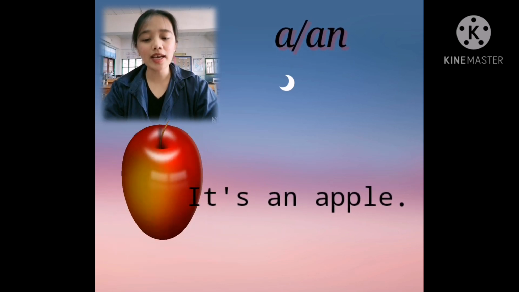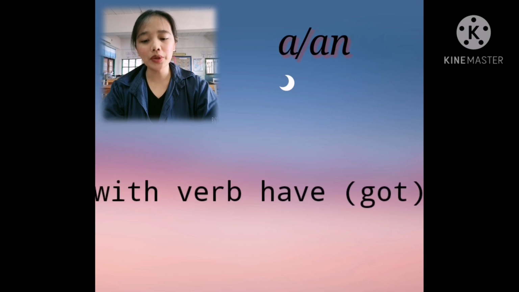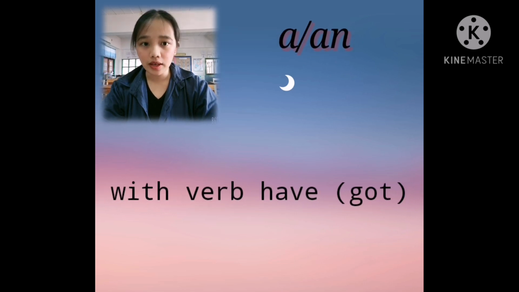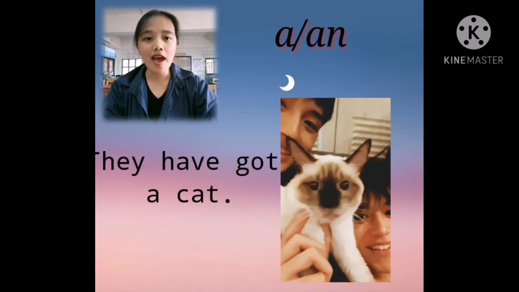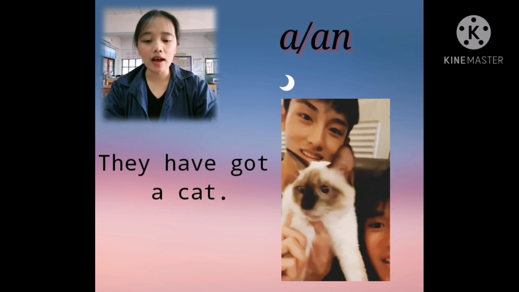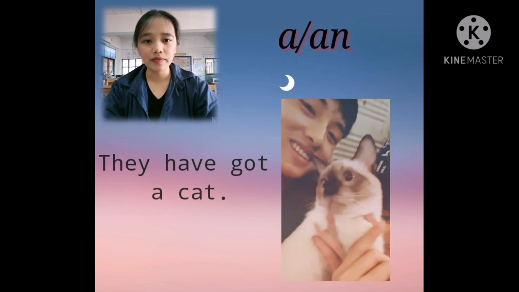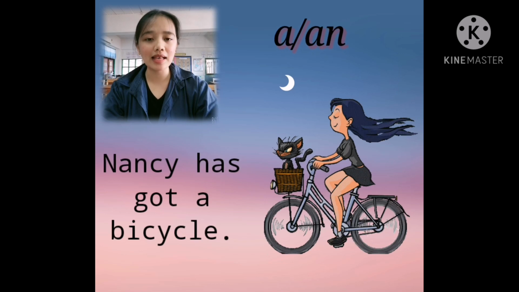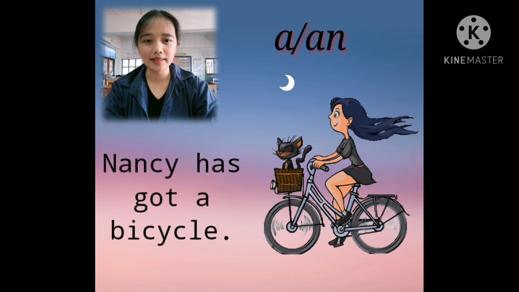Okay, so the next one is that it is used with the verb have got. Like for example, they have got a cat, or Nancy has got a bicycle.